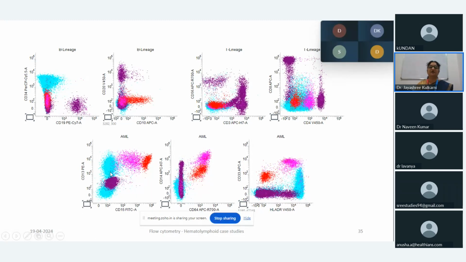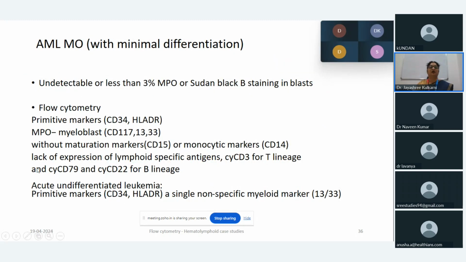Your CD56 is negative. And coming to myeloid, you saw there was no MPO, but then there is CD13 and CD33 positive. And your HLA-DR is also positive, whereas your monocytic markers are negative. So you have immaturity markers and, even without MPO, you have myeloid markers. So this is a case of minimal differentiation.